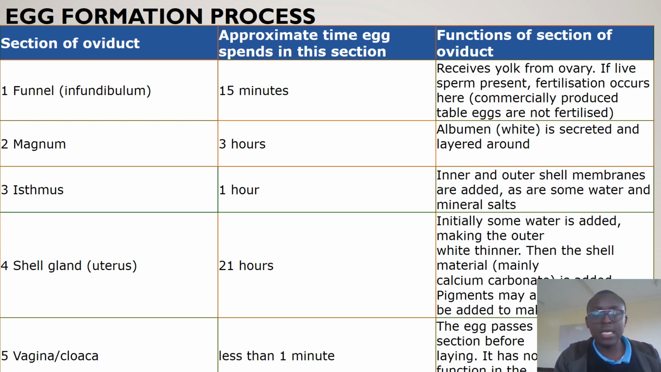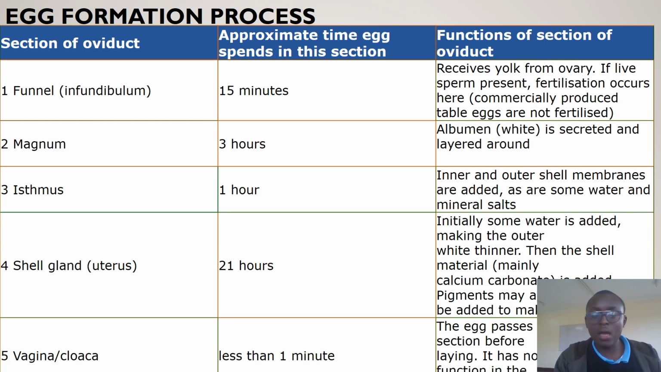This process takes 15 minutes. Then the egg moves to the magnum, where the albumin is secreted and layered around. This process takes 3 hours. After that, the egg moves to the isthmus, where the inner and the outer shell membranes are added. Some water and mineral salts are also added. Here it takes 1 hour.